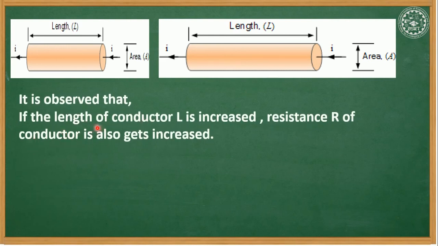It is observed that if the length L of a conductor is increased, the resistance R of the conductor also gets increased.